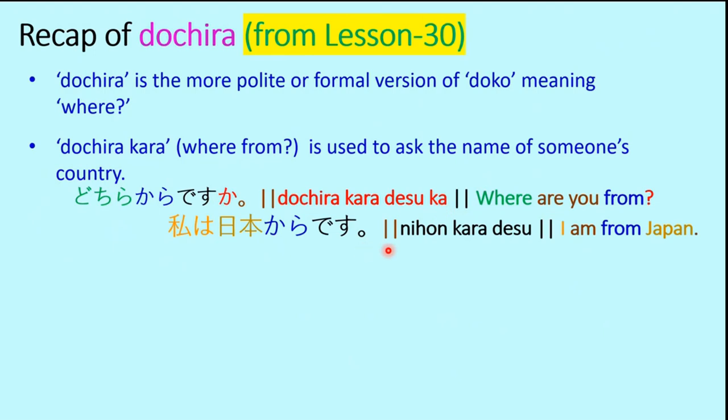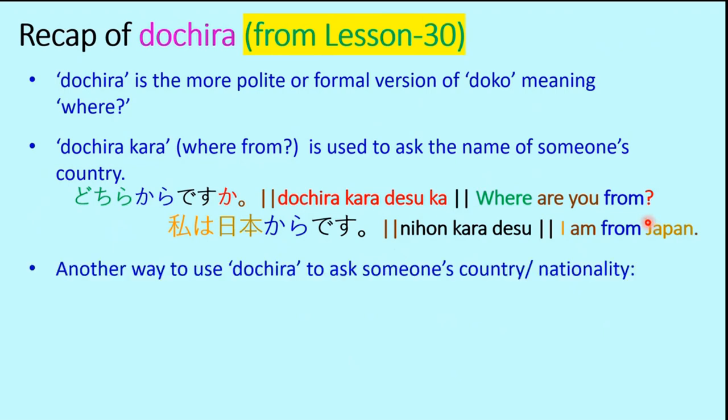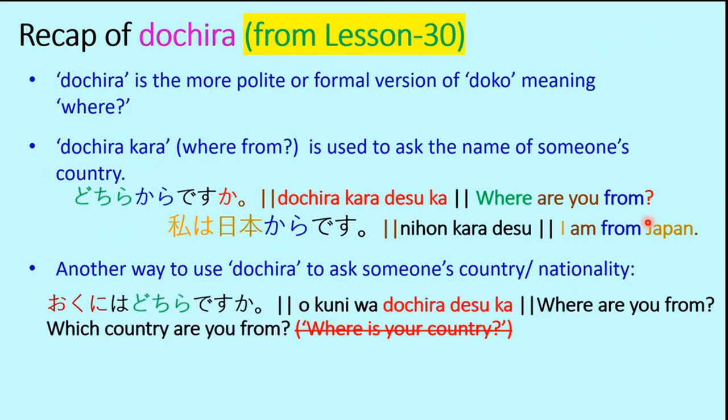Then the answer will be, for example, Nihon kara desu. That is, I am from Japan. Dochira kara desu ka? Nihon kara desu. Another way to use dochira to ask someone's country or nationality is O kuni wa dochira desu ka?